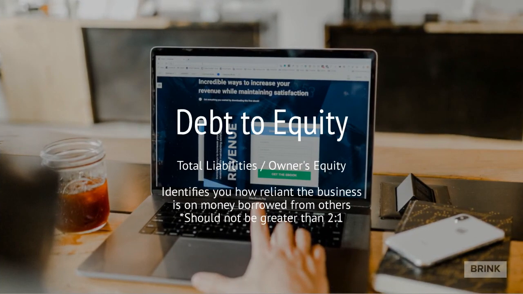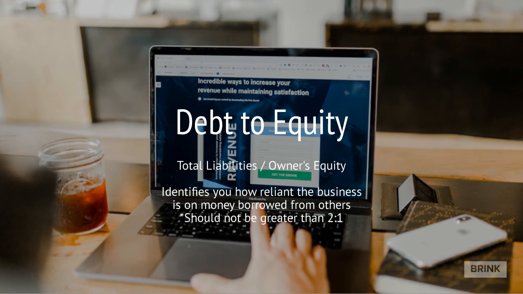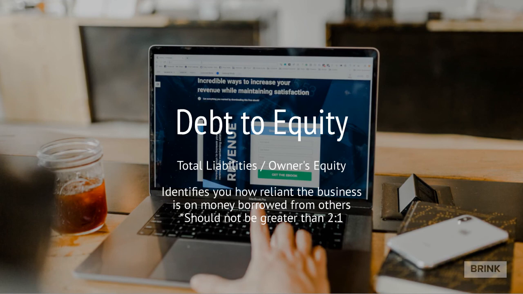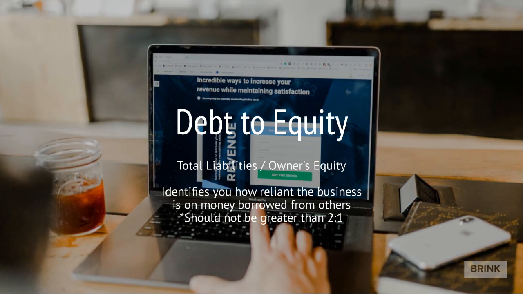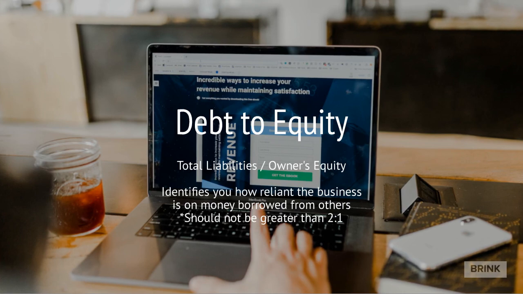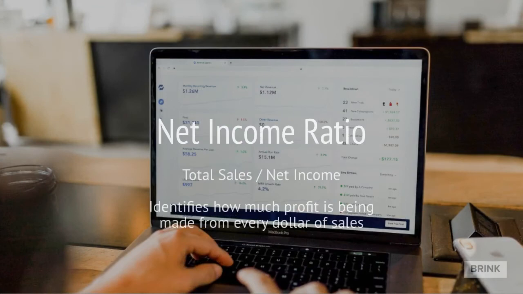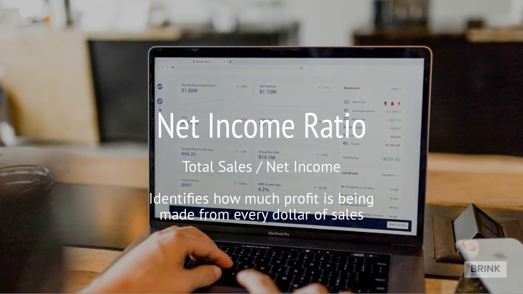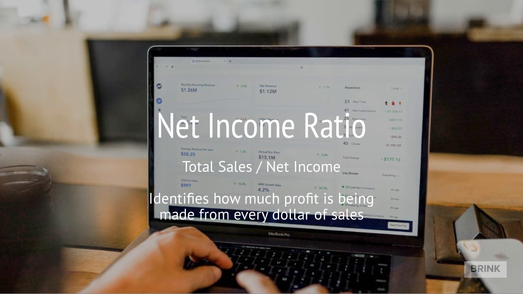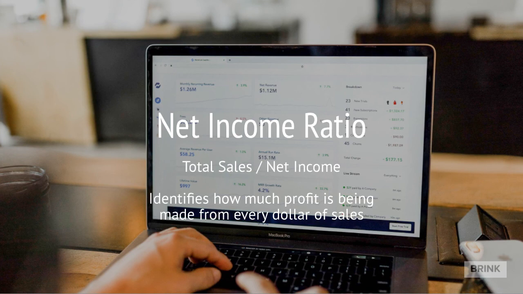The debt-to-equity ratio identifies how reliant a business is on money borrowed from others. To find this, take total liabilities and divide it by owner's equity. Most banks want to see a debt-to-equity ratio of about 1-to-1, but no higher than 2-to-1. The net income ratio identifies how much profit is being made from every dollar of sales and can be figured by taking total sales and dividing it by net income.